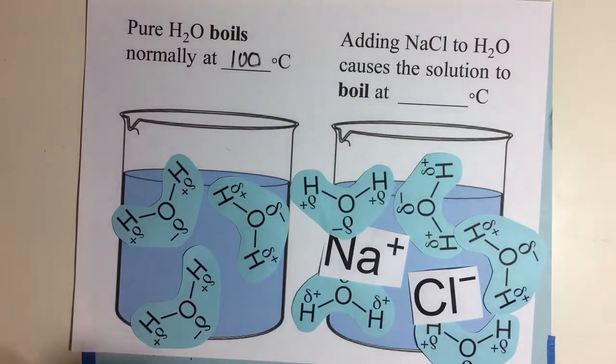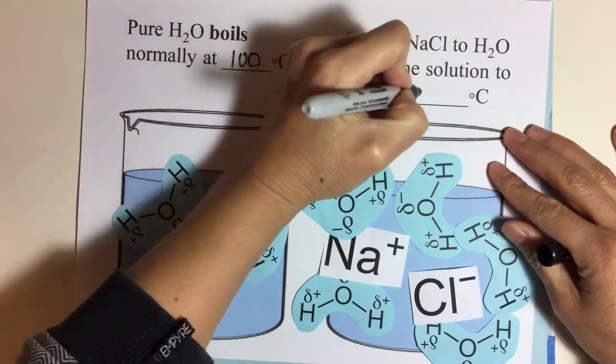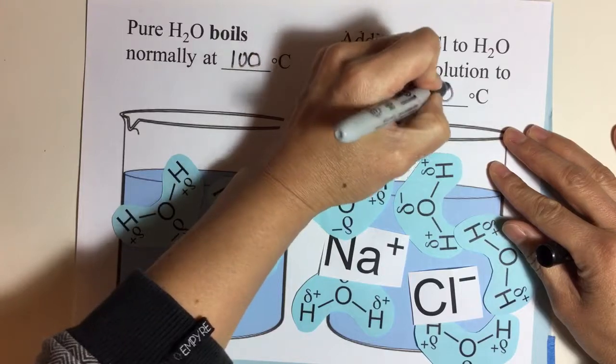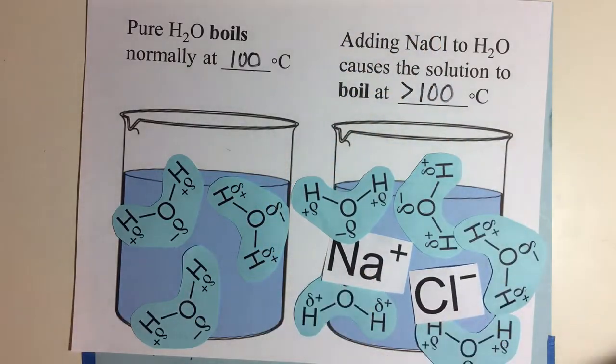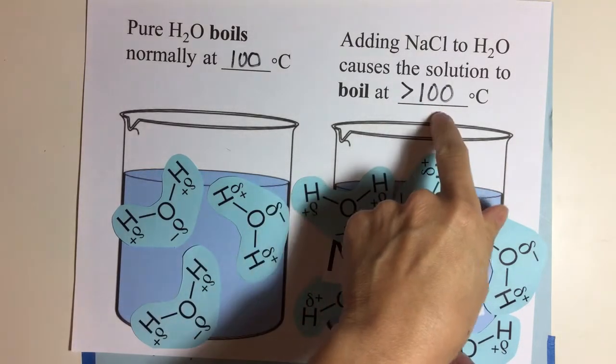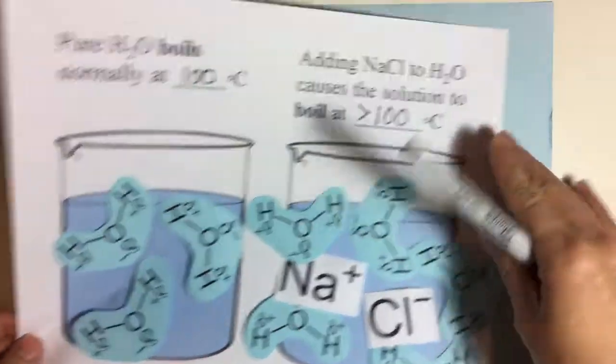And thus, adding a solute like NaCl will cause the boiling point to go up, greater than 100 degrees Celsius. Depending on how much you add of the sodium chloride will determine how much that boiling point will elevate above 100. So now freezing would be very similar, the same idea.